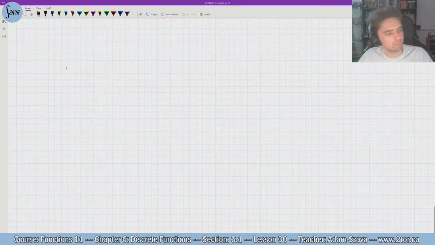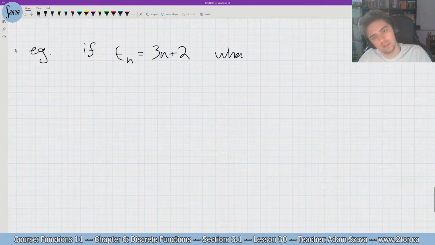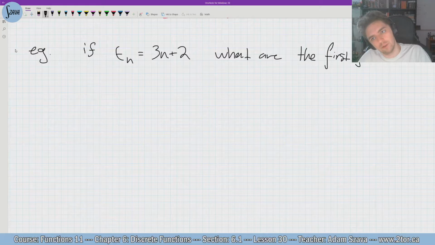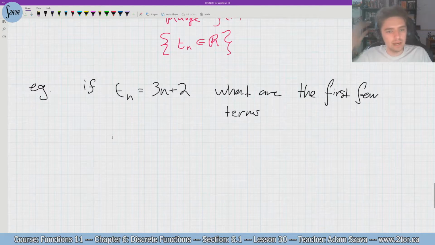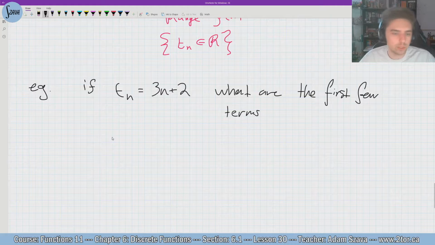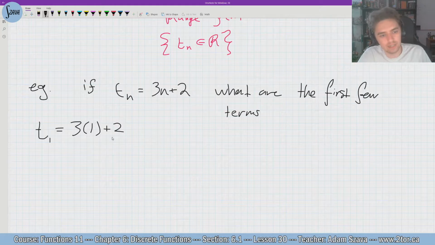Okay, let's go through a couple examples here and try to see how it will go. The first question is, if Tn equals 3n plus 2, what are the first few terms? To figure this out, we'll start at term 1. So T1 is equal to 3 times 1 plus 2, because Tn is 3 times n plus 2, just like a function, exactly like a function.